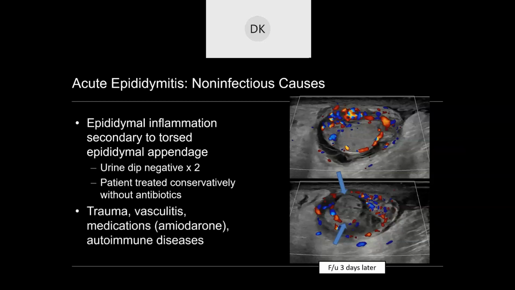So some other non-infectious causes of acute epididymitis to be aware of are trauma, also vasculitis, and certain medications like amiodarone, as well as autoimmune diseases. And here's an example.